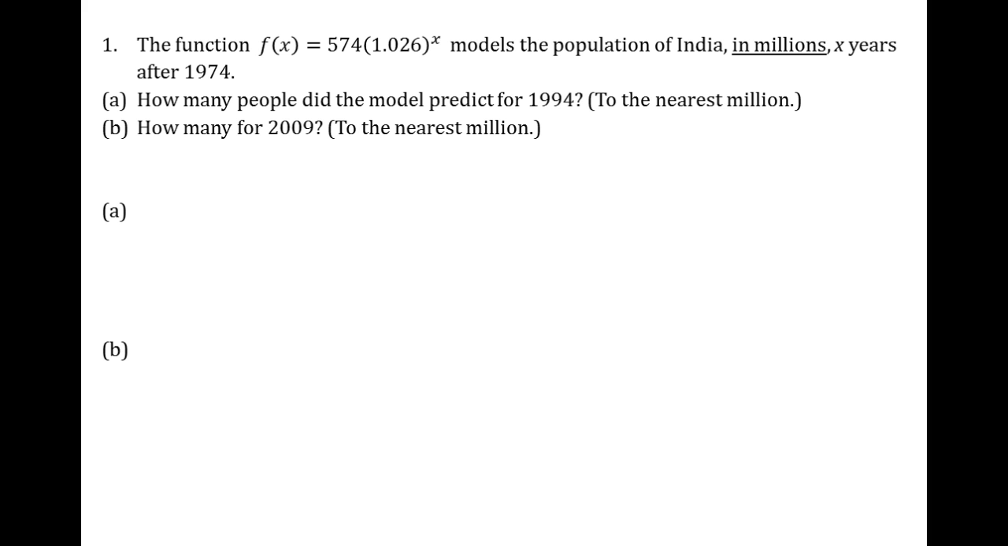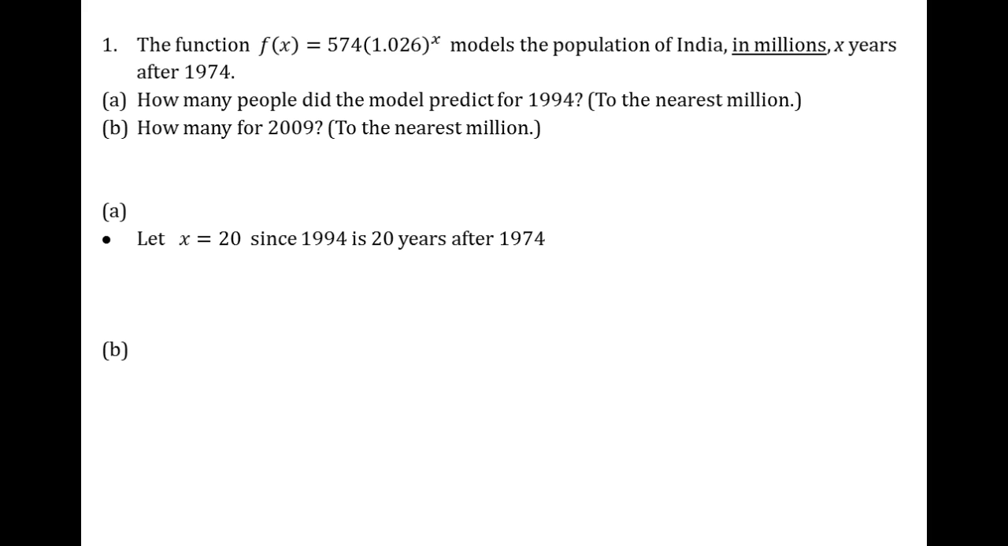The output is going to be in millions. The input we have to talk about in years after the year 1974. So the first part wants to know, what did the model predict for 1994? Now this is just a model. It's not going to be an exact amount, but it might be a fairly accurate prediction.